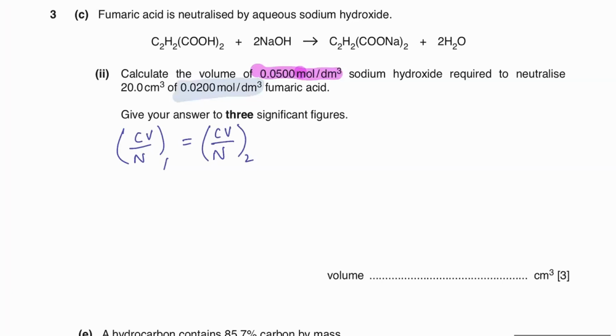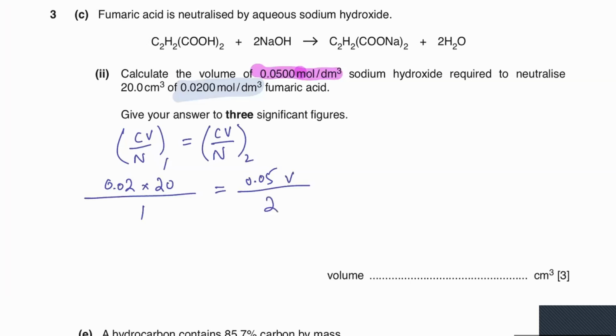What's the concentration of acid? 0.02. Volume 20. I don't need to convert it to dm cube, by the way. Titration formula में जरूरत नहीं. कर भी देंगे तो कोई फर्क नहीं पड़ता. You can. Divided by n. n कहाँ से आएगा? Ratio of moles. वो यहाँ से equation से आएगा. 1 and 2 ratio है. अच्छा जी. Concentration of sodium hydroxide 0.05. Volume नहीं पता. And this is 2 from the equation.